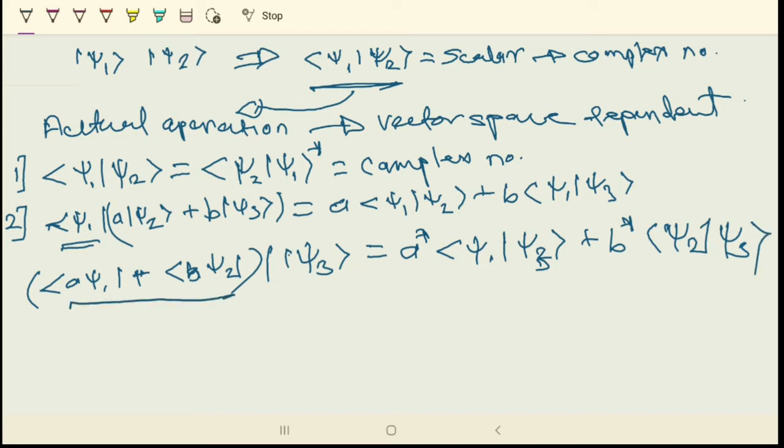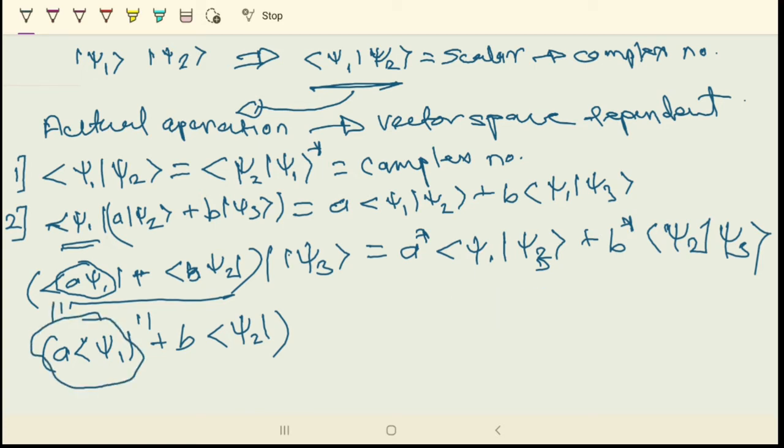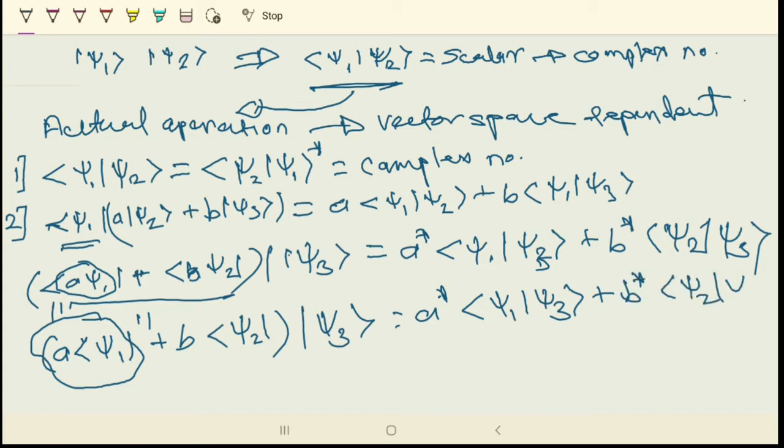Instead of representing it like this, I can also represent it as a psi 1 plus b psi 2. This whole thing is the same, because this multiplication gives me the vector in the dual space, and this multiplication is also going to give me the same vector in the dual space. And if I take the inner product with psi 3, then it would be a star psi 1 psi 3 plus b star psi 2 psi 3. So the first property that needs to be satisfied is that the inner product is anti-symmetric, and the second property is linearity. So the inner product is linear.